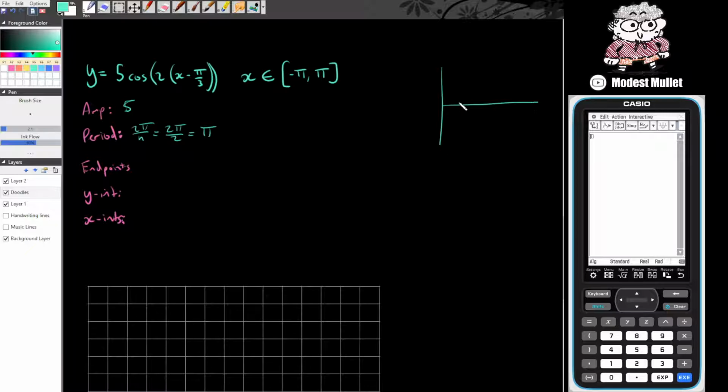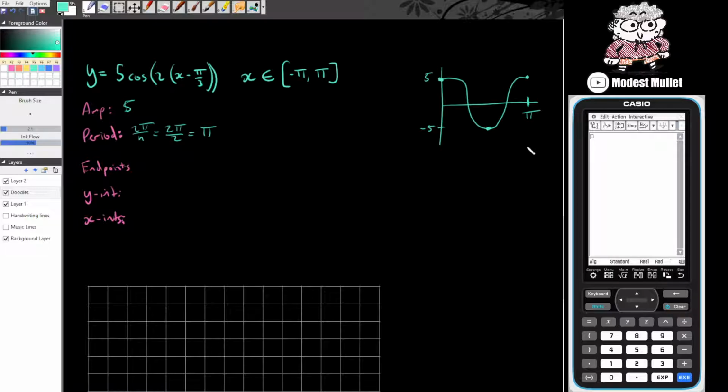So let's put that in straight away. It's a regular cos graph, so a regular cos graph looks like that. I'm not going to have to reflect it, so I can straight away start putting some info in. That's 5. That's negative 5. That's at 5 again. And my period, I found out, was pi.